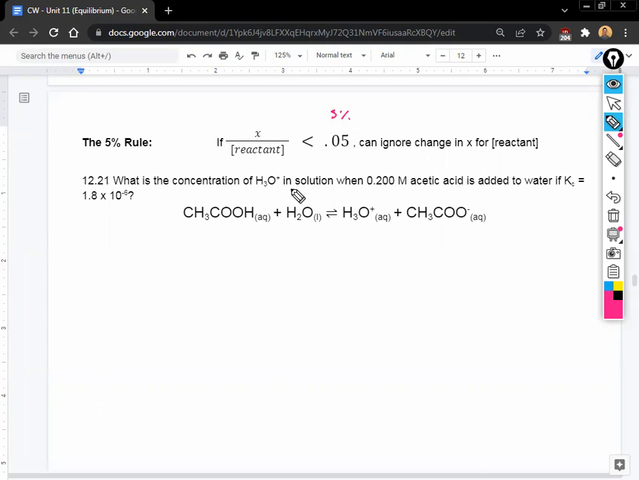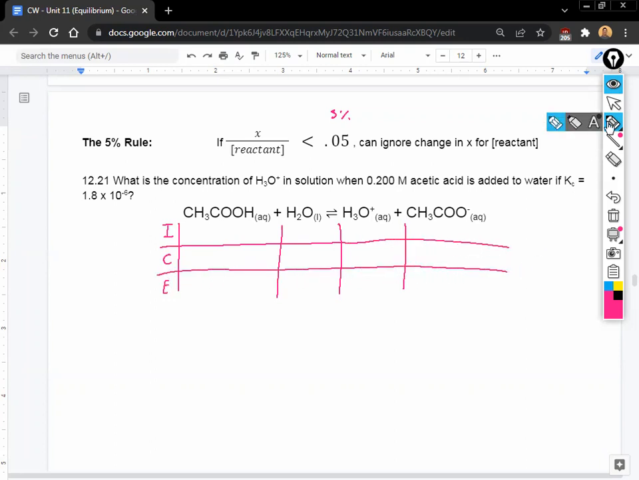Okay, so with that being said, I'm going to show you guys how to use the 5% rule. First thing we want to do is set up our ice table. So I'll give you a minute to set up your ice table for this reaction. And if you feel comfortable filling out the ice table, you can start filling in your values based on the information that we have. Okay.